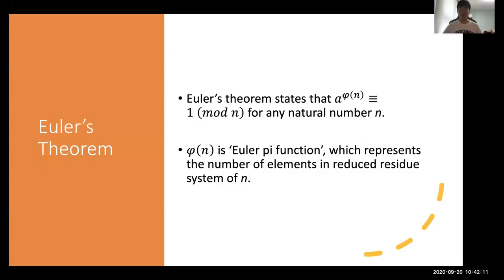And then this is Euler's theorem, which states that a to the Euler pi function n is congruent to 1 in modulus n for any natural number n. That odd-looking pi n is the Euler pi function, which represents the number of elements in the reduced residue system of n. So if we take back the example from n equals 8, it will be 4 because there are only 4 elements, 1, 3, 5, 7 in the reduced residue system of modulo 8.